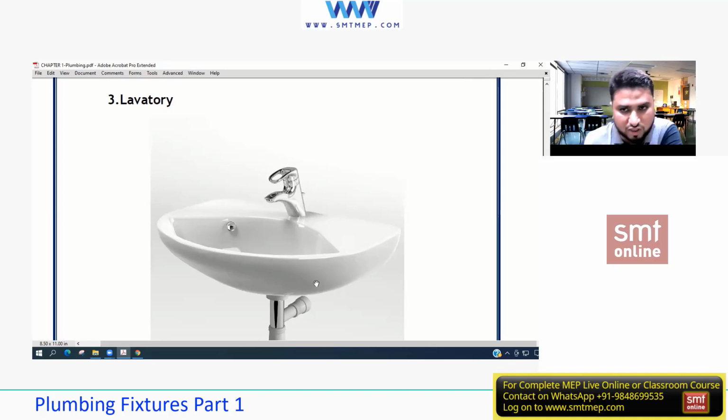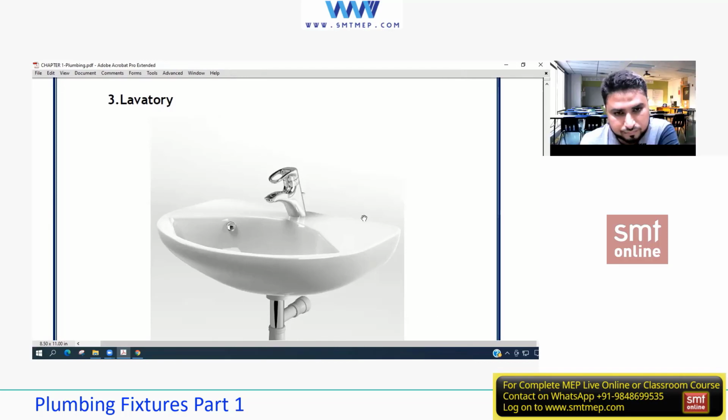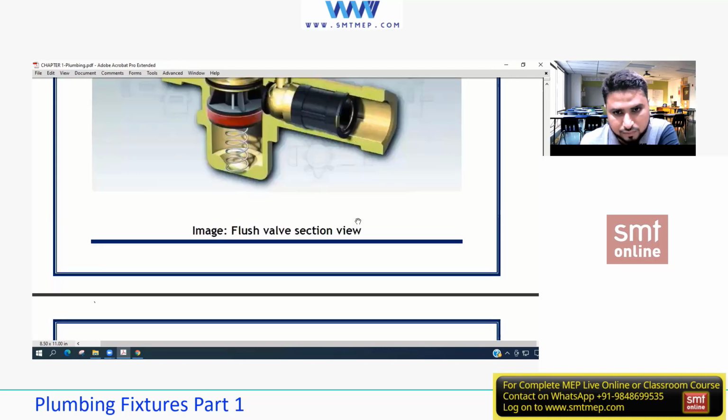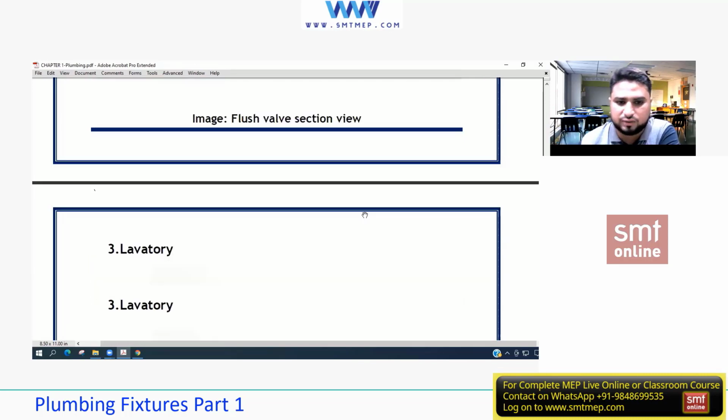Regarding this flushometer valve in the WC, where will the water be stored? Where do we have the storage tank? I'll come to that. As of now, just remember it is directly connected to the pipeline and demands only cold water for the flushing. I'm saying this because we are starting from the basics. Inshallah, as we move on slowly, we'll be coming to the systems also. Okay, Fahad. Got it. Thank you.